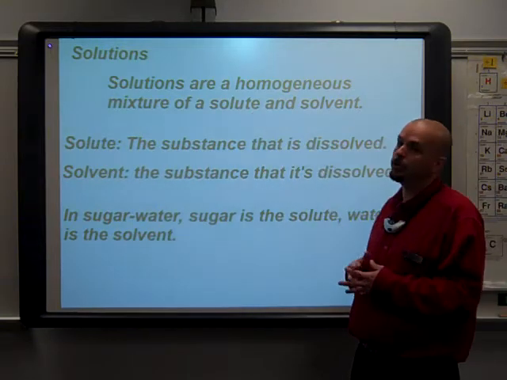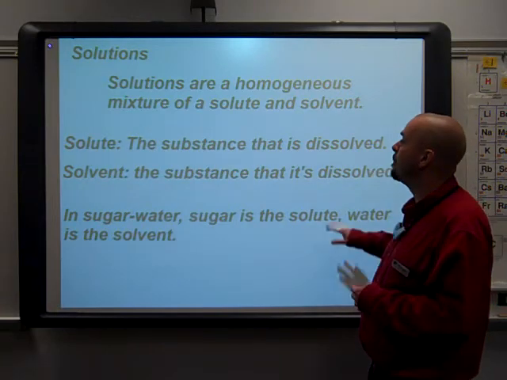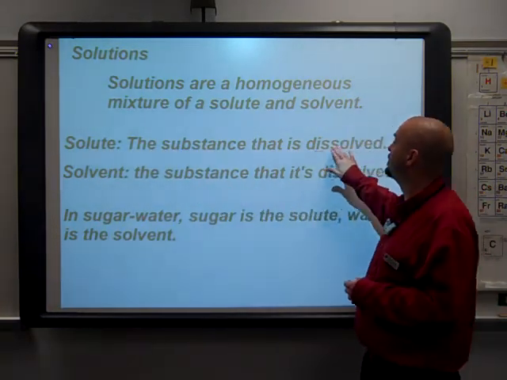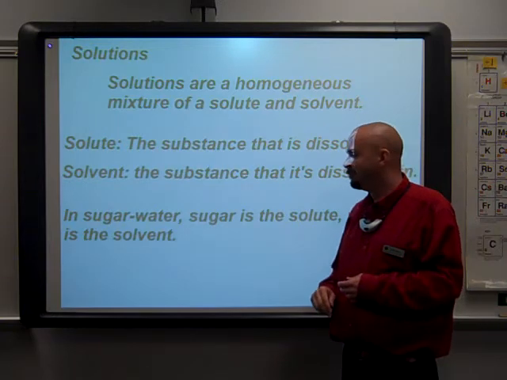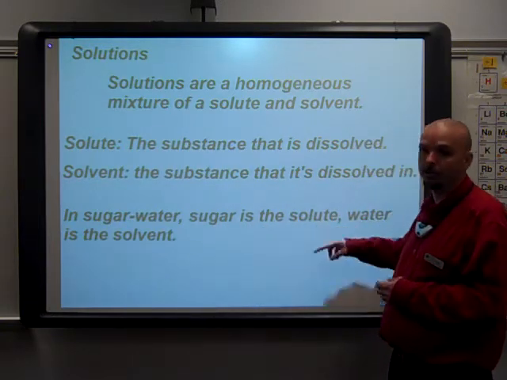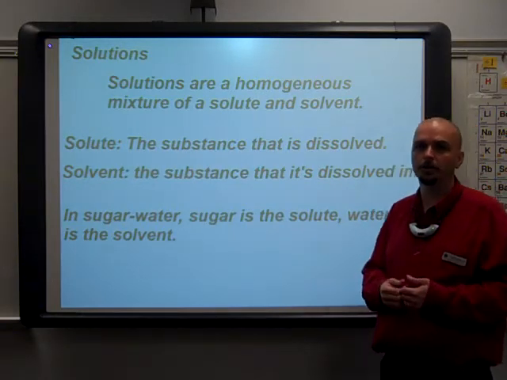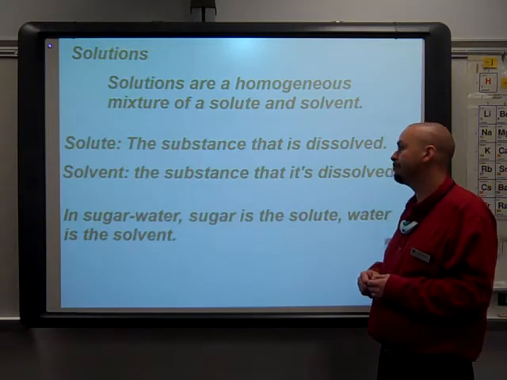Solute and solvent are new words in this definition, words that we had not covered before. So we need to know what those mean. A solute is a substance that is dissolved. So in the case of sugar and water, the sugar is dissolved, so the sugar is the solute. In the case of salt water, salt is what's dissolved, so it is the solute.